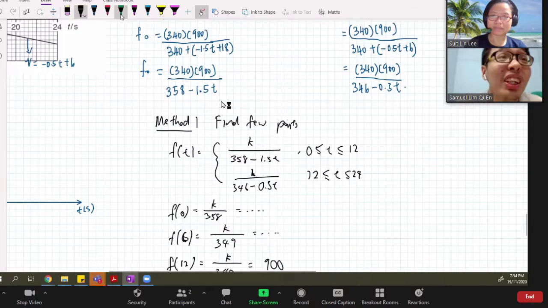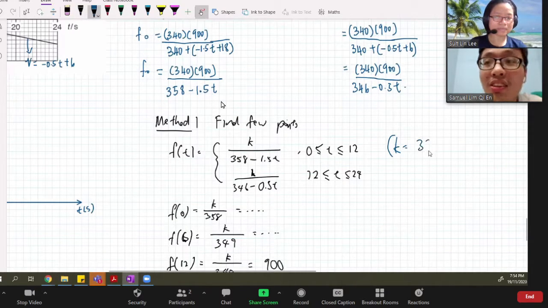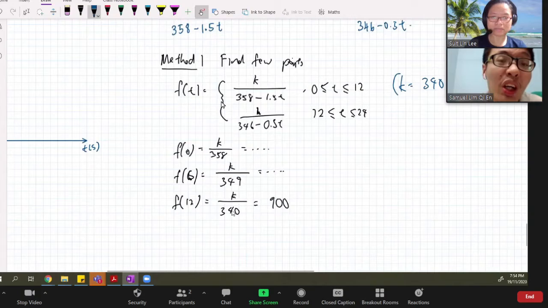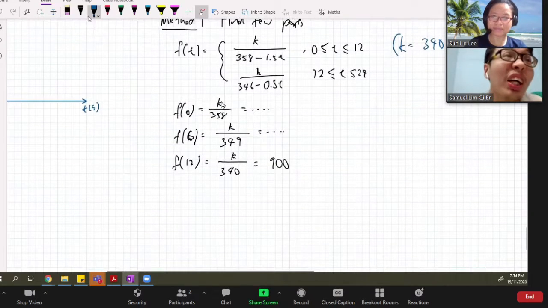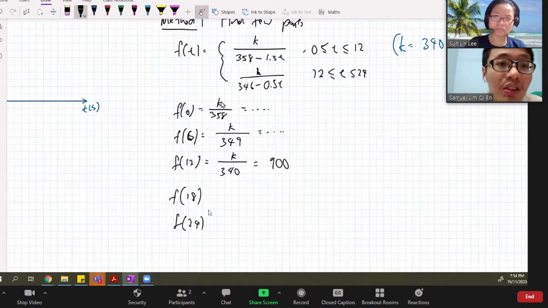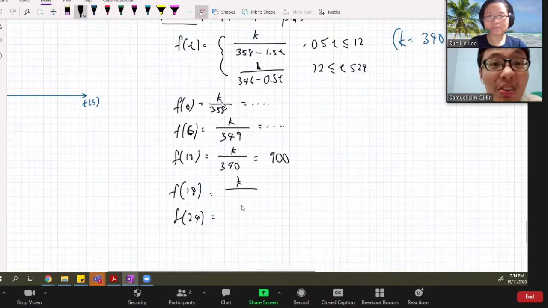Let's just write here at the side to remind ourselves that k is 300 times 340 times 900. Okay, so this is nice. You already got one very nice value. You can calculate a few more, f of 18, for example, and f of 24. So k over some stuff and some stuff.